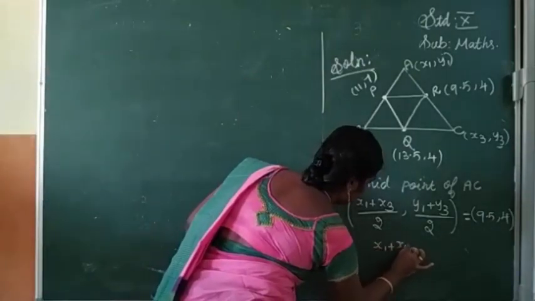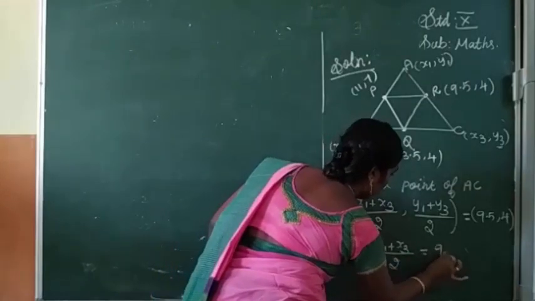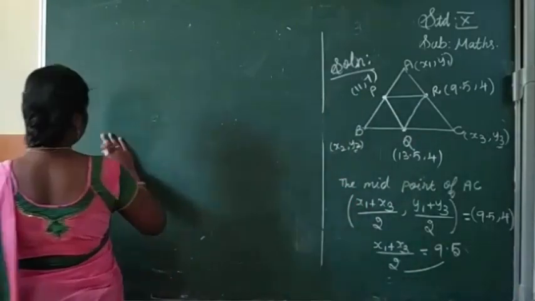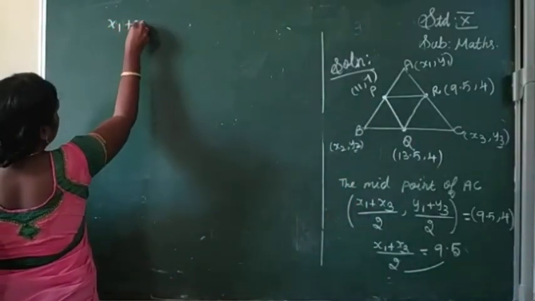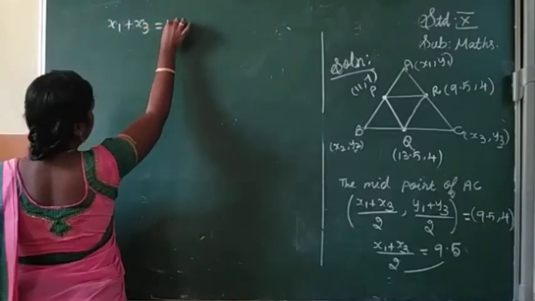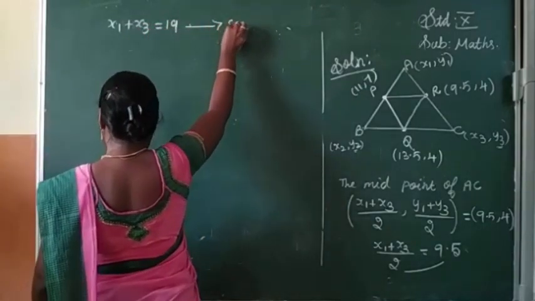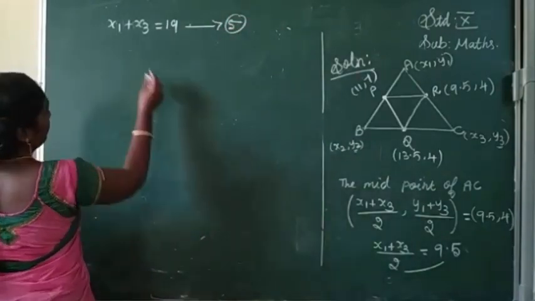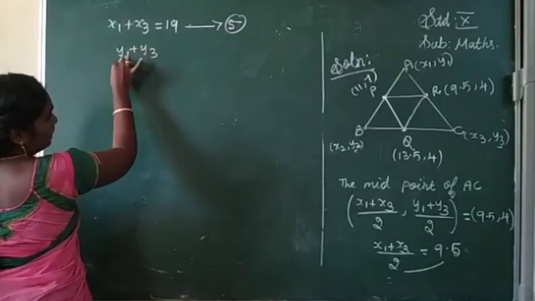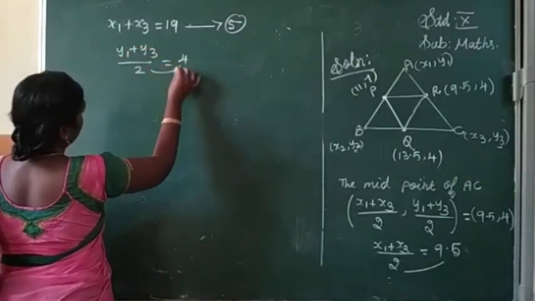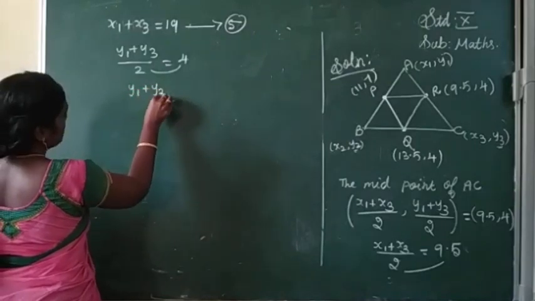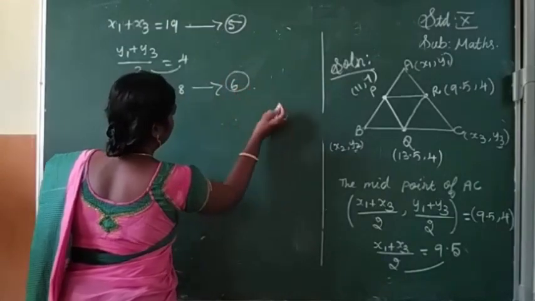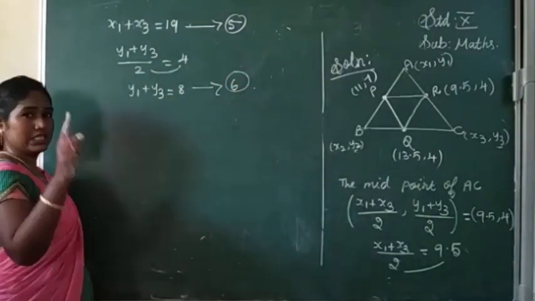Then (x1 plus x3) by 2 is equal to the first value 9.5. Cross multiply it. Then x1 plus x3, if you multiply those two numbers, you will get the answer 19. Take this as equation number 5. And the next one, (y1 plus y3) by 2 is equal to 4. Cross multiply it, y1 plus y3 is equal to 2 4s are 8. Take this as equation number 6. So now we have 6 equations.